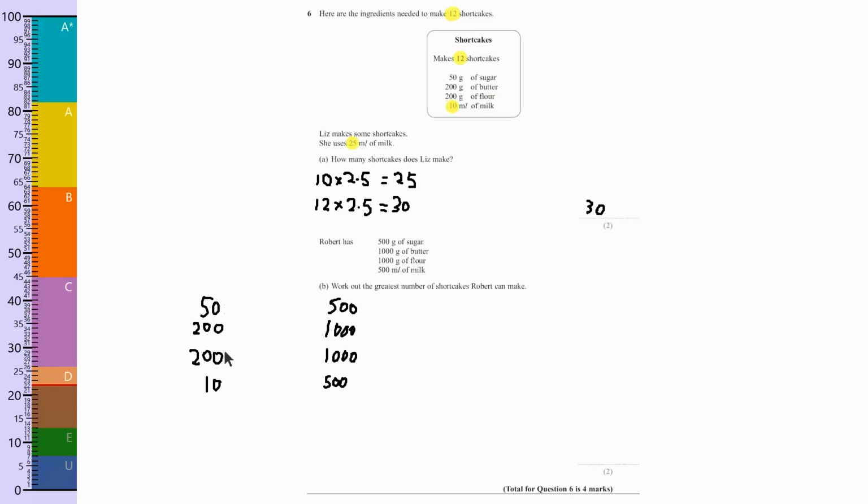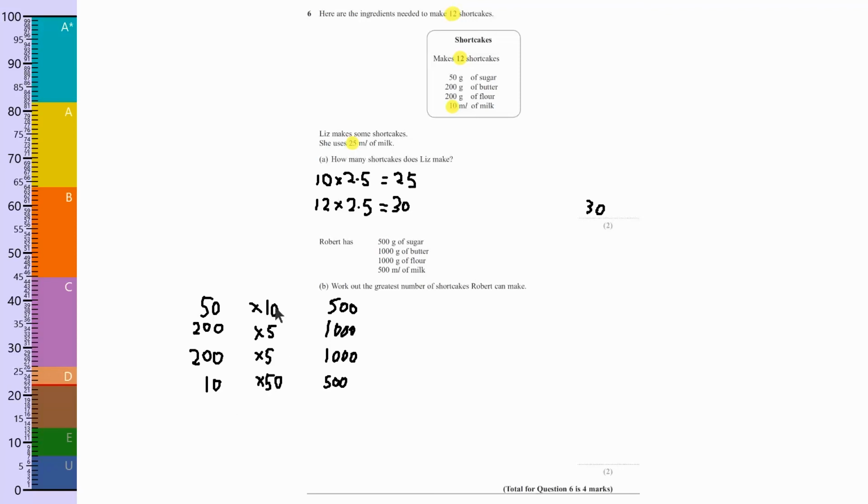So if I work out what I need to times these by to get to this, I can see which one will run out first. So 50, I need to times that by 10. 200, I need to times that by 5. 200, I need to times by 5. And 10, if I times that by 5, I'll get to 50, so times that by 50, and I'll get to 500. So looking at this, he has loads of milk. He can do the recipe 50 times over before he runs out of milk.